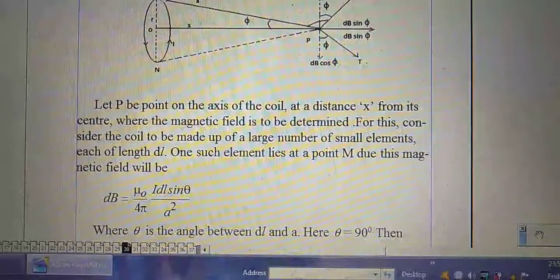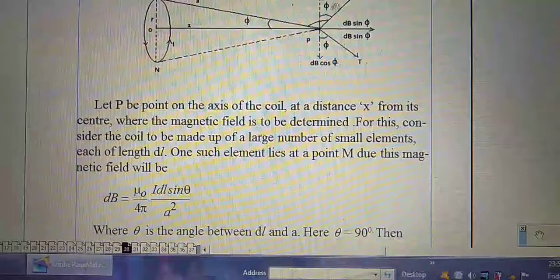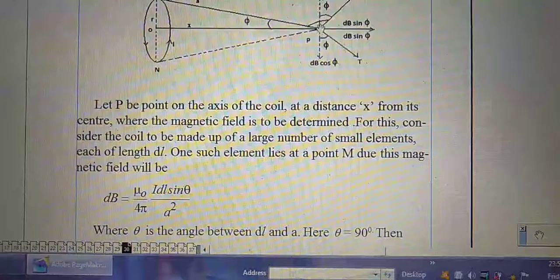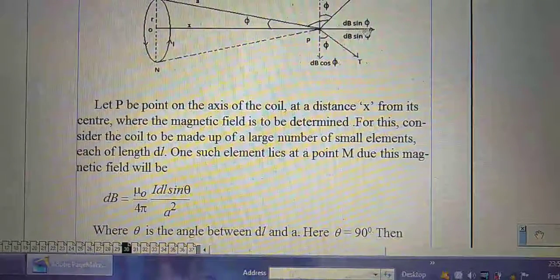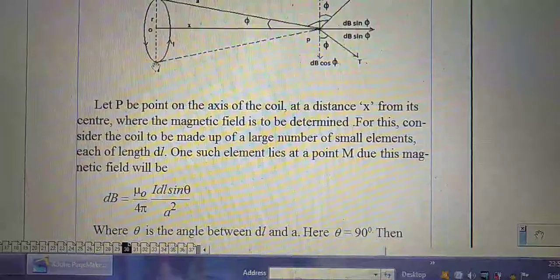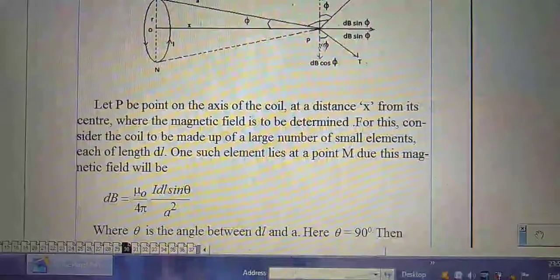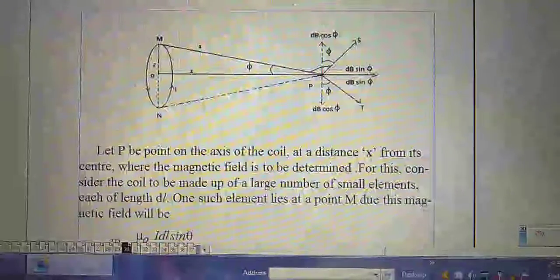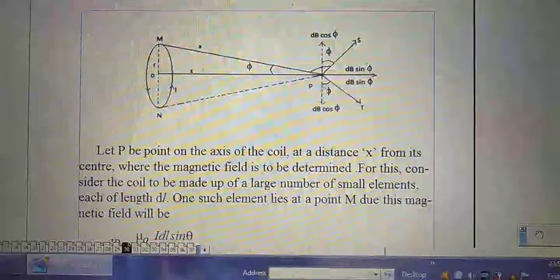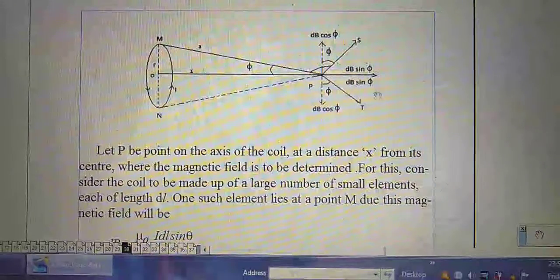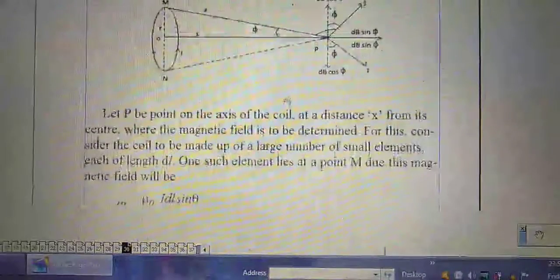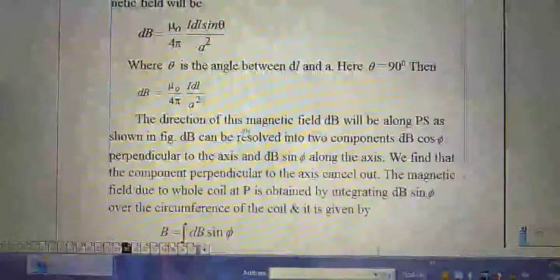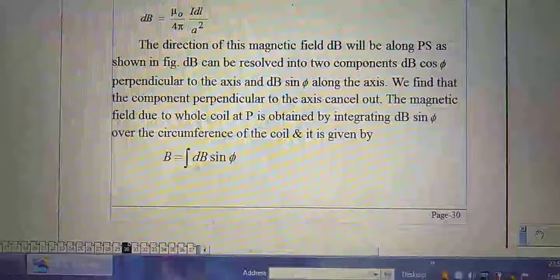For this small part, the magnetic field is along the PS direction. If you resolve it, we get two components, dB cos phi and dB sin phi. And for this other part, again we get two components, dB cos phi and dB sin phi. From this diagram, it is very clear that the dB cos phi components will cancel out. So the entire magnetic field is given by the dB sin phi component. So for the whole coil, we have to integrate dB sin phi.